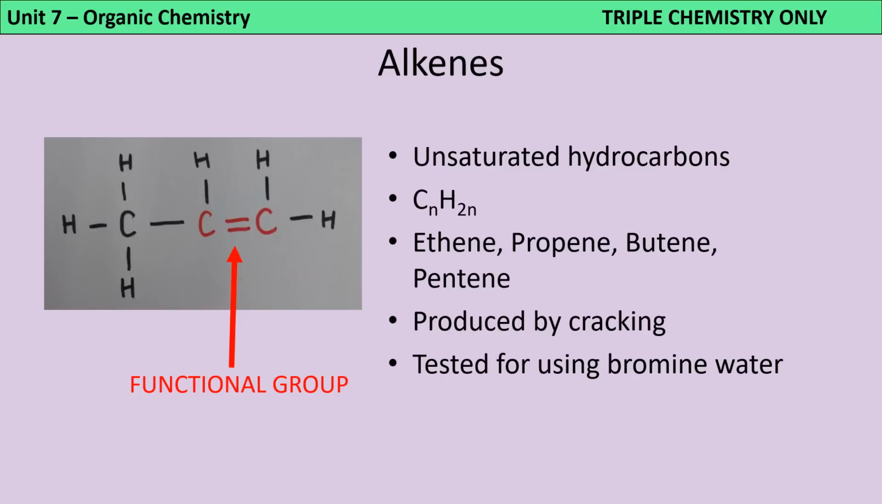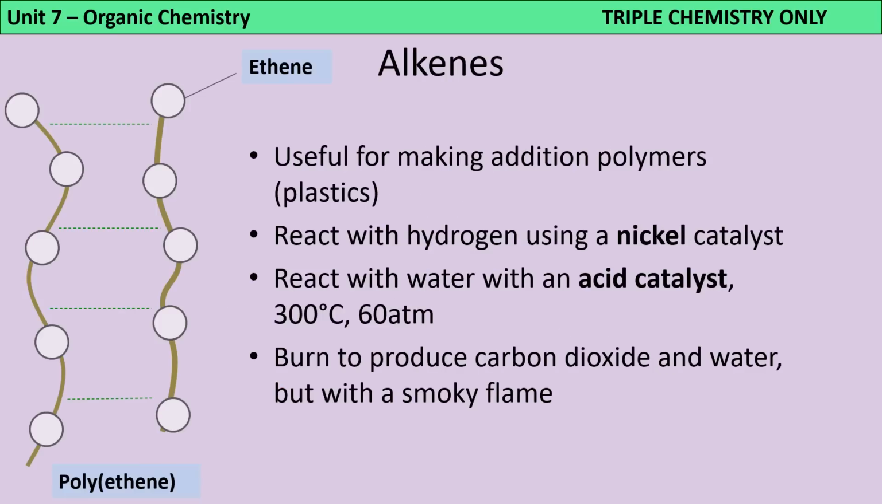The first 4 alkenes are ethene, propene, butene and pentene. There's no methene because you can't have an alkene with only 1 carbon because there wouldn't be another carbon for it to form a double bond to. As we've already said, alkenes are produced by cracking and they can be tested for by using bromine water. You also need to know a little bit of information about the reaction of alkenes.